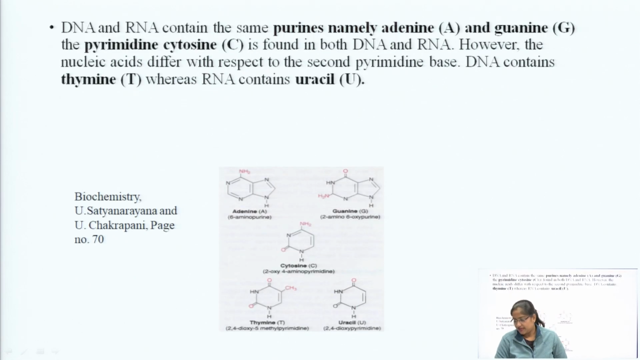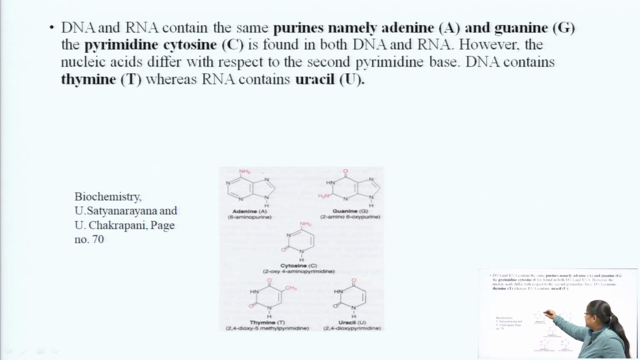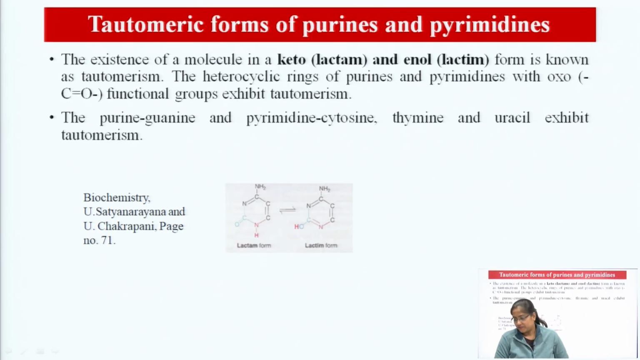Clear? Next, DNA and RNA contain purines, adenine and guanine, and pyrimidines, cytosine, and DNA has thymine in it, while RNA has uracil in it. These are the structures of all the compounds present. This is adenine, this is guanine, this is cytosine, this is thymine and this is uracil. These two are purines, whereas these three are pyrimidines.